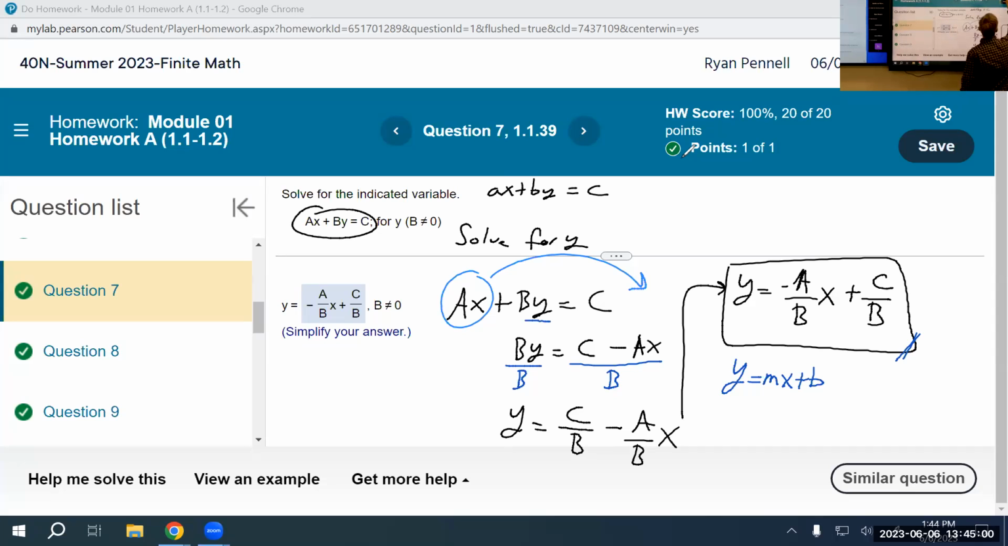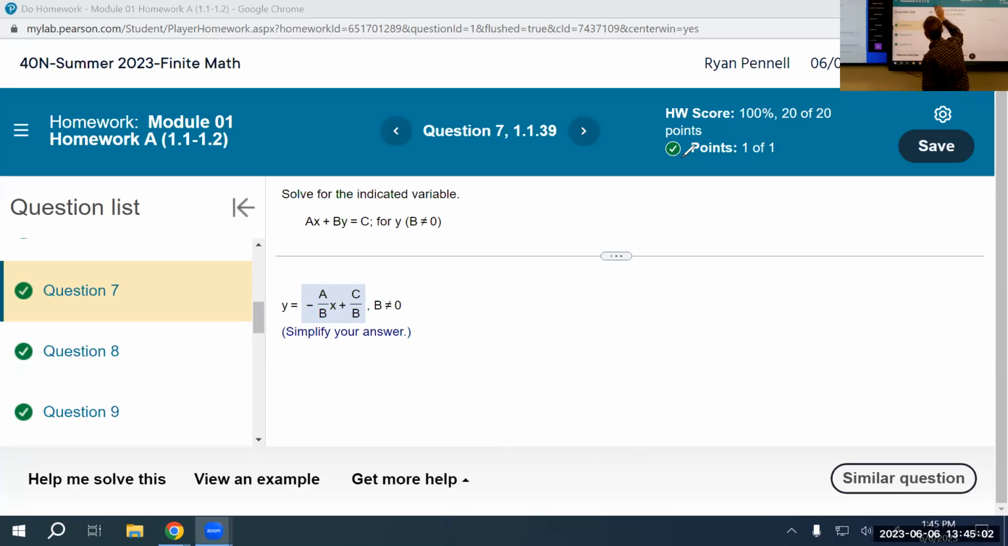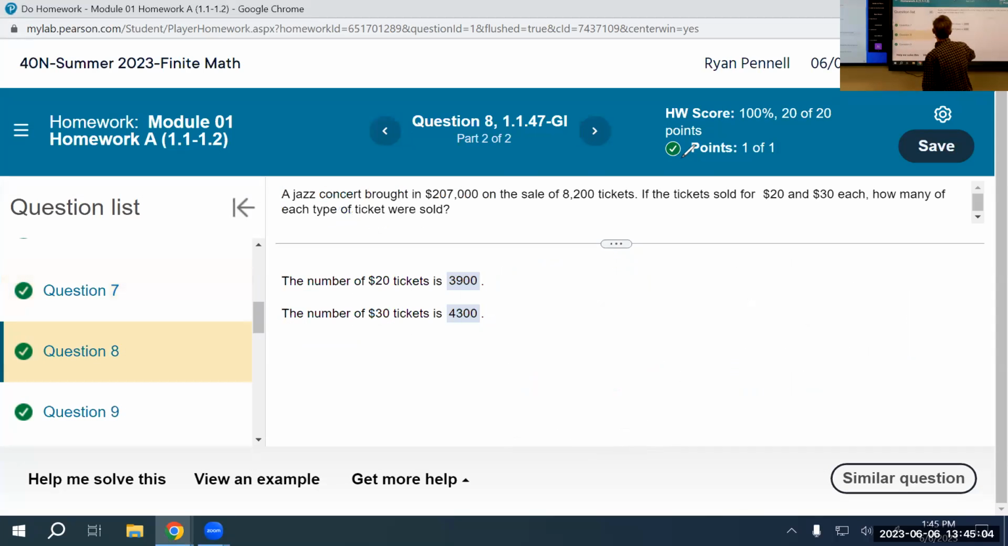All right. So I want to do number 8, and not just because it's a jazz concert, but because of what's going on in the question. A jazz concert brought in $207,000 and the sale of 8,200 tickets. If the tickets sold for $20 and $30 each, how many of each type of ticket was sold?